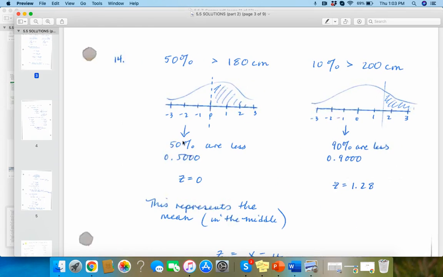Let me just look up my solutions. If 50% are taller than 180, that means 50% are shorter than 180. And in fact, that means this number is right in the middle. And of course, we call the middle the mean. So, what they want you to conclude from that piece of information is that 180 centimeters is the mean.